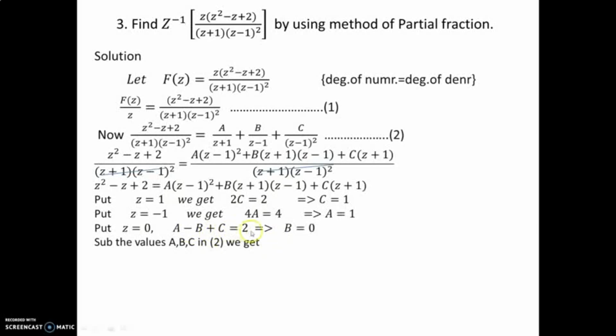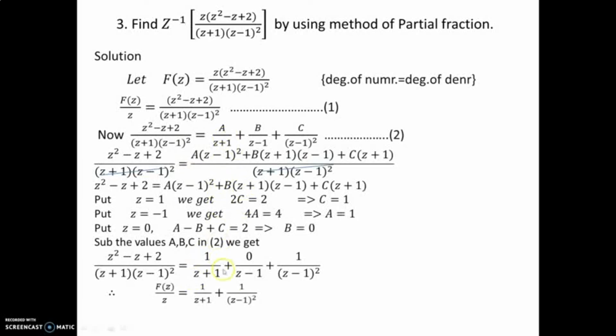So substituting the values of A, B, C in the second equation, we get z squared minus z plus 2 divided by z plus 1 into z minus 1 the whole squared is 1 divided by z plus 1 plus, in place of B, 0 divided by z minus 1, plus 1 divided by z minus 1 the whole squared. On the left hand side, this term can be written as f of z by z. So f of z by z equals 1 by z plus 1, the second term becomes 0, so we write only the third term, 1 divided by z minus 1 the whole squared.